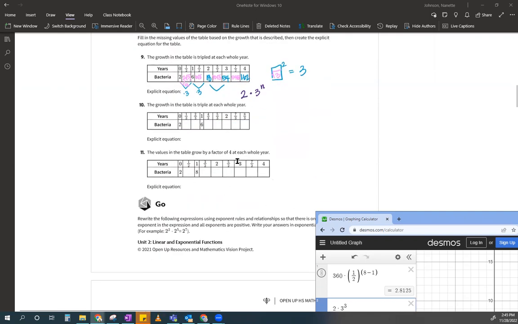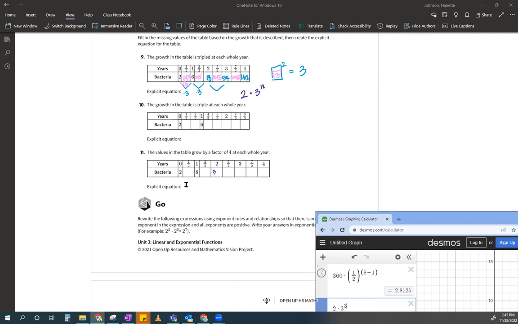It says grows by a factor of 4 every single year. So as you can see here, this is going to be times 4, times 4. So I'm going to fill in my whole values first. So let's see, times 4 would be 32. Times 4 would be 128, I think. Times 4 would be 512, and I used a calculator for that one.